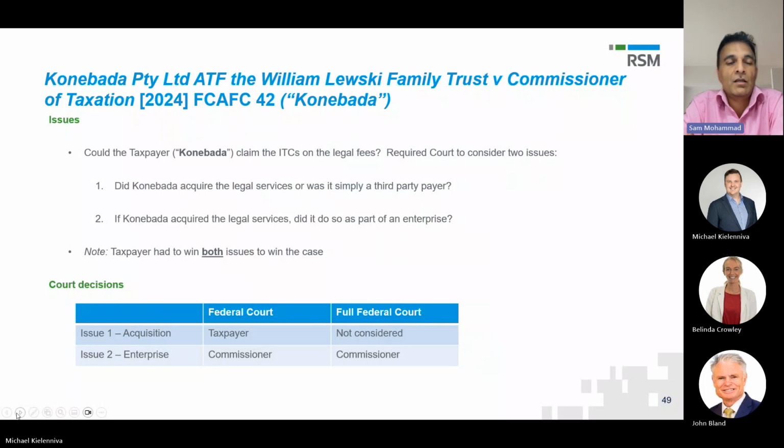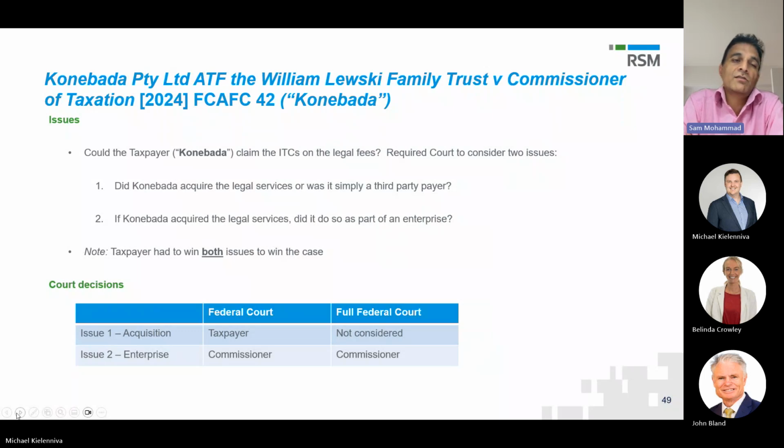an input tax credit. The second question was, even if Conibata or the trust was successful in arguing it was the one that incurred the legal services, it still needed to get over the threshold of satisfying the court that it was carrying on an enterprise. So you can see there that the decision at the originating court, which is the single judge of a federal court, was that the taxpayer won on the question that it acquired the legal services, but it lost on the second question, that it was not seen as carrying on an enterprise.